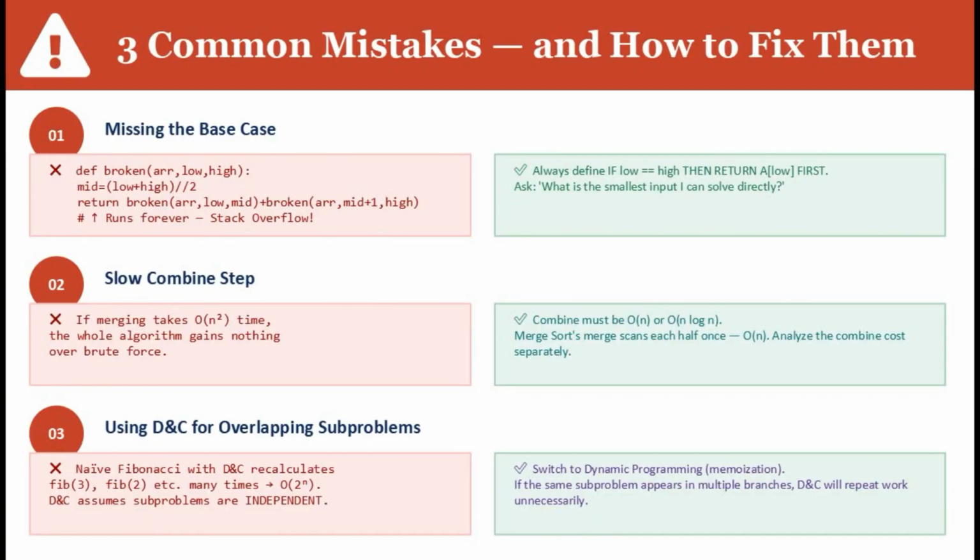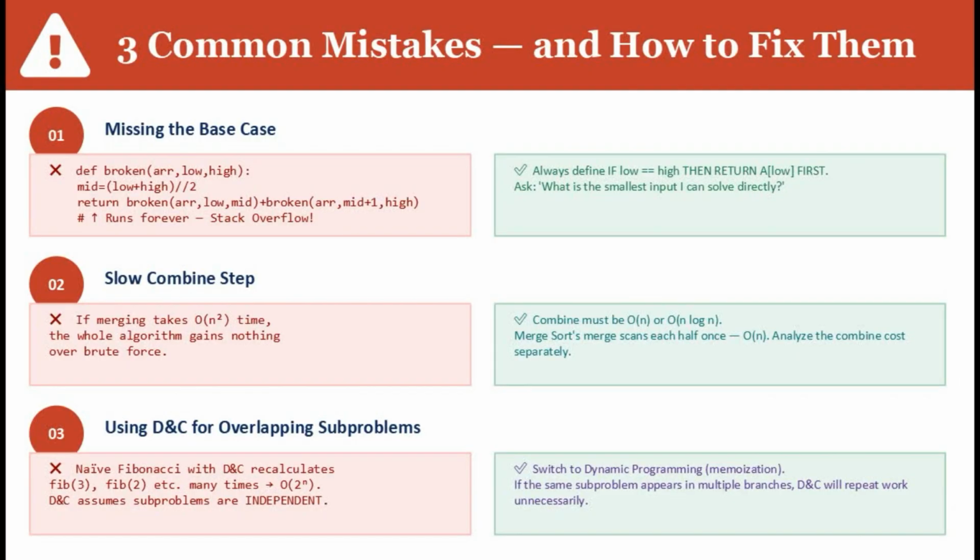Always analyze the combine step separately and keep it at O of n or O of n log n at most. Mistake number 3, using divide and conquer for overlapping subproblems. If you compute Fibonacci numbers with a naive recursive approach, the same subproblems, like Fibonacci of 3 and Fibonacci of 2, are recalculated over and over again in different branches.